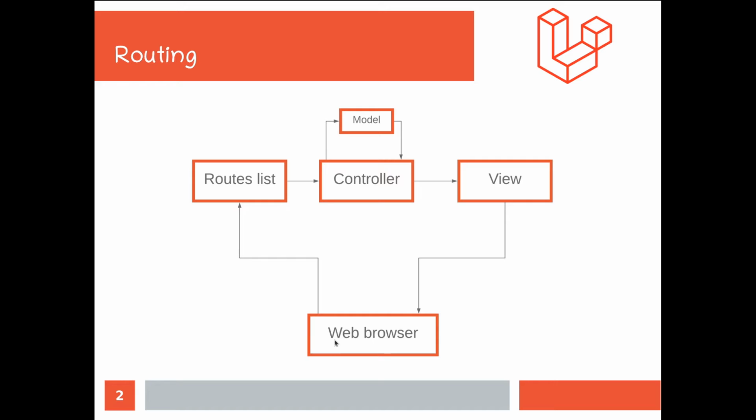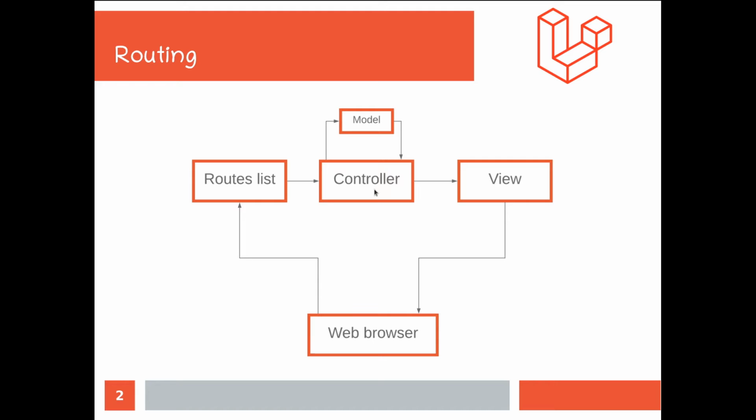So at the beginning, we are on the web browser side. We type something in the web browser, www.somesite.com. So this goes to the routes list. We have routes in our web app stored and predefined by the developer. So Laravel basically looks for that route you entered. If it exists, then it takes you to the defined controller for that route.